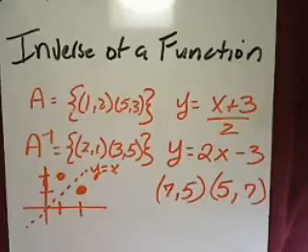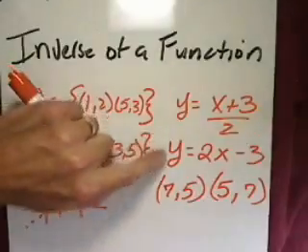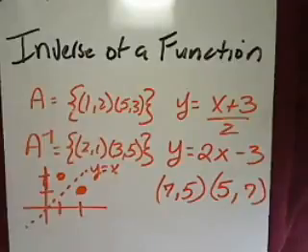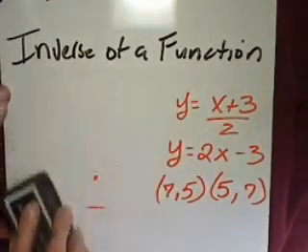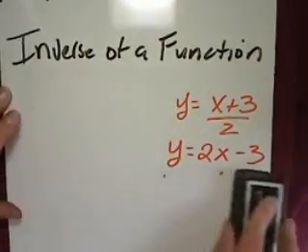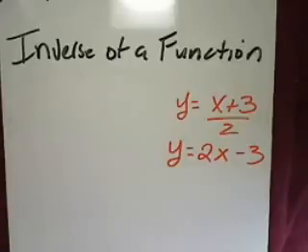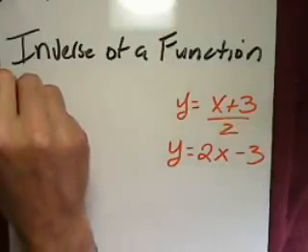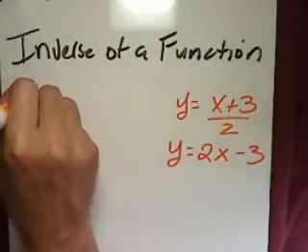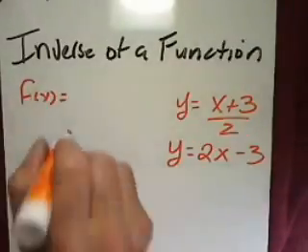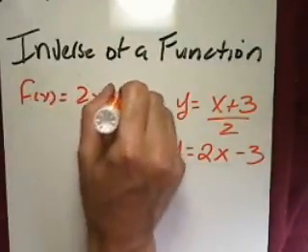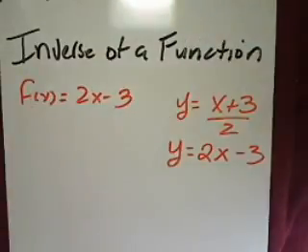Now, I want to talk for a moment about how to find these inverse functions of each other. So I'll leave that right there, and I'll give you a little procedure. Step number 1 is you write your function. Let's just say I start with the bottom one. f(x) is equal to 2x minus 3. Step 1, you write that down.